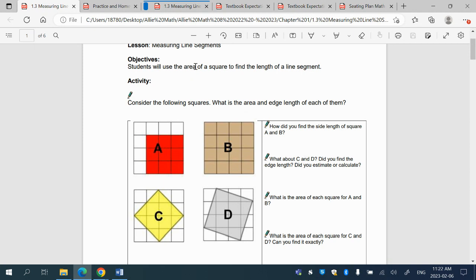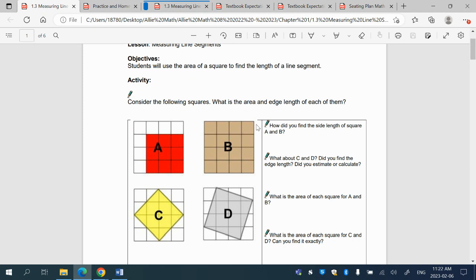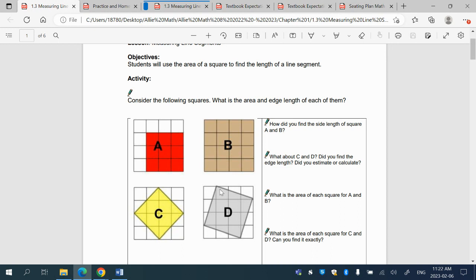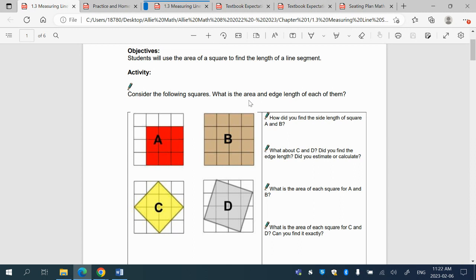So students will use the area of a square to find the length of a line segment. They're kind of saying if we're trying to find the length of this line right here, we can use finding the area of the square to do that. So consider the following squares. What is the area and edge length of each of them?